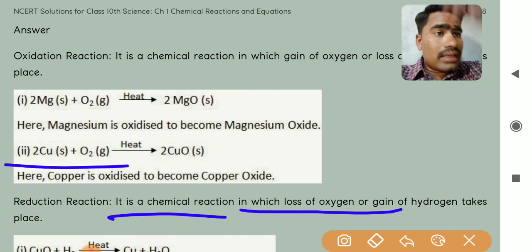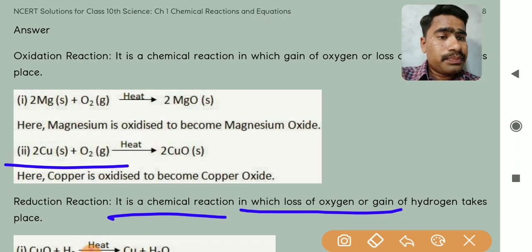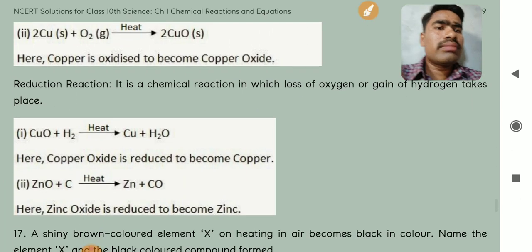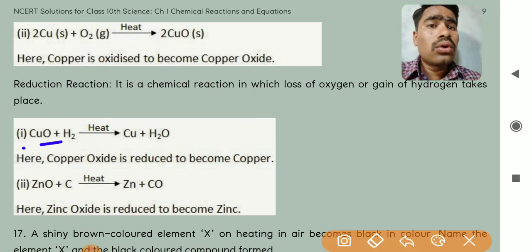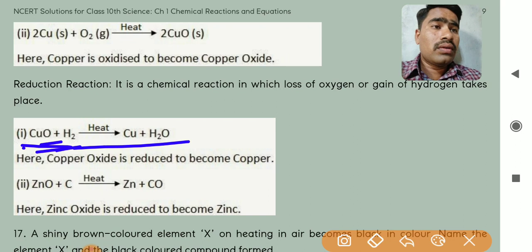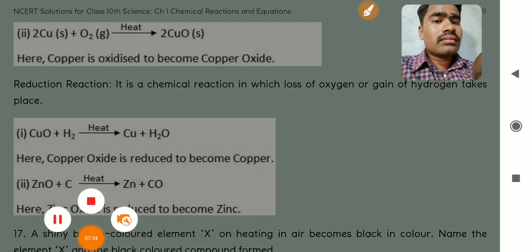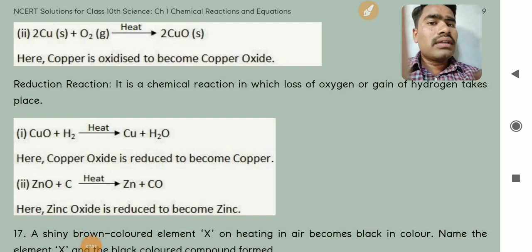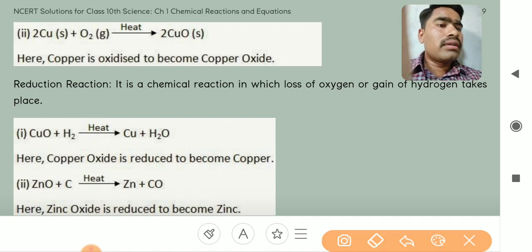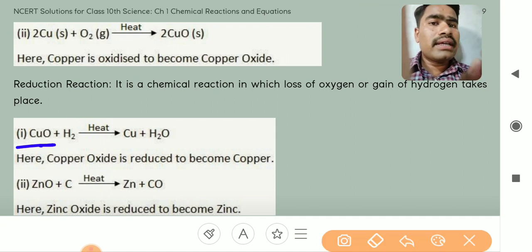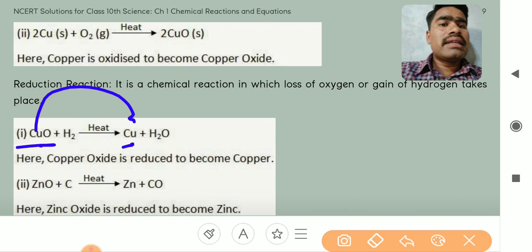Oxidation में क्या हो रहा था? Gain of oxygen and loss of hydrogen. Here in the reduction, loss of oxygen and gain of hydrogen. So let us see this by using an example. CuO, that is copper oxide, plus H2. Here copper oxide loses its oxygen and forms copper as a separate product. So you can see here copper oxide has lost its oxygen and it has become Cu. So this is reduction of copper oxide.